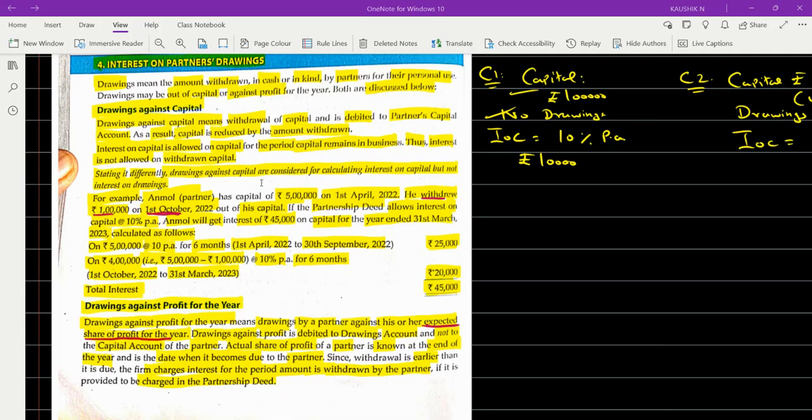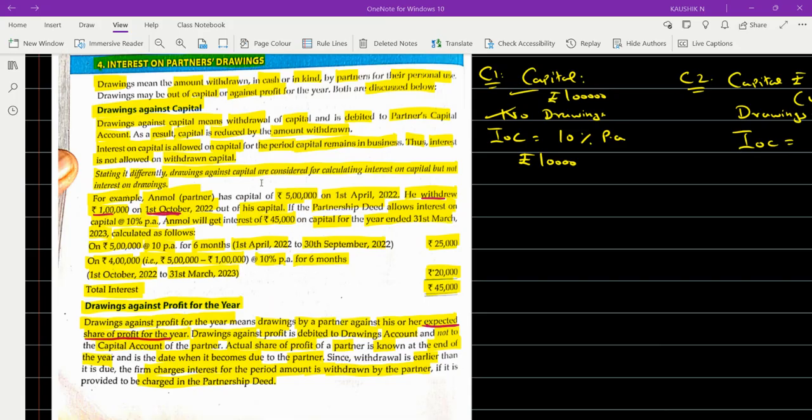On the other hand, drawings against your profit is nothing but the drawings has been done by the partner from his or her expected profits. Okay, so this drawings against the profit will be debited to the drawings account and not to the capital account of the partners. So the actual share of profit of a partner will be known only at the end of the accounting year or the financial year. Either it could be 31st of December or 31st of March according to the year closure we follow.